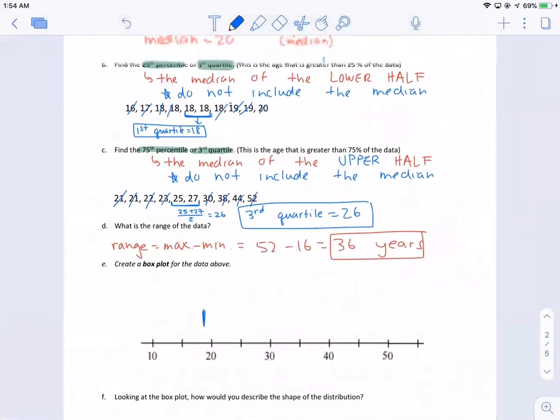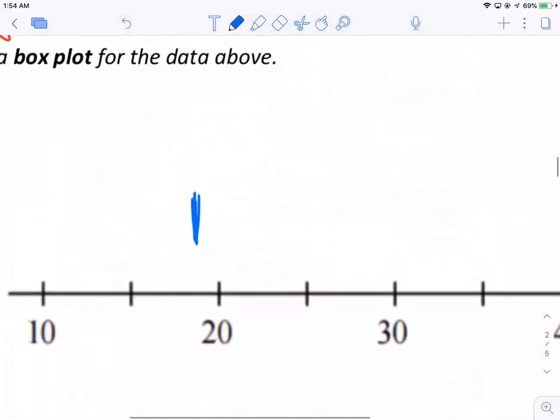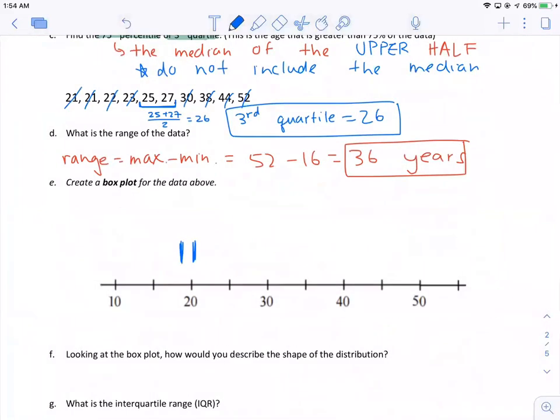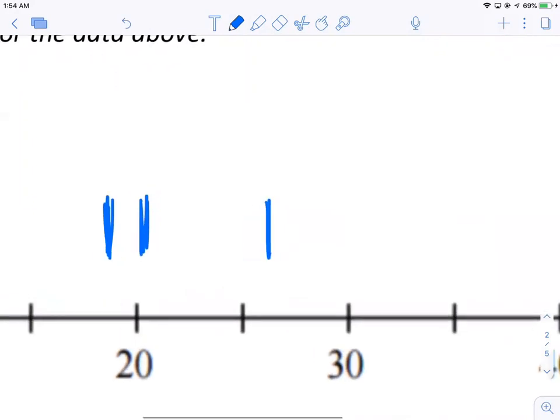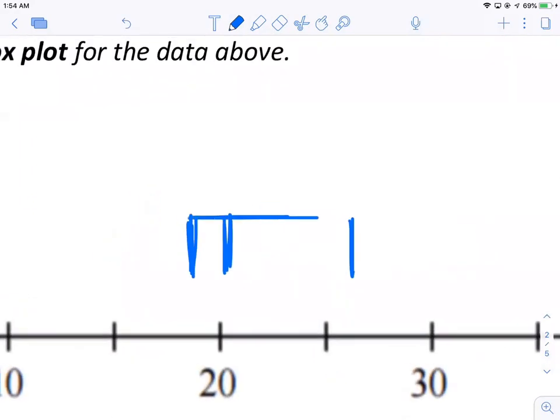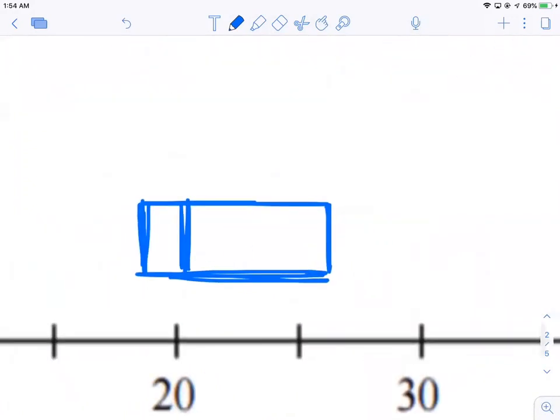Our median was, what was our median? Sorry, that was 20. So I'm going to put another vertical line here at 20. And our third quartile was 26. So I put another vertical line, right? 26 is right there. I put a floating vertical line above 26. And what I do is I make a box out of that data. Right? So that's the box plot. Sorry, that's the box portion of our box plot.